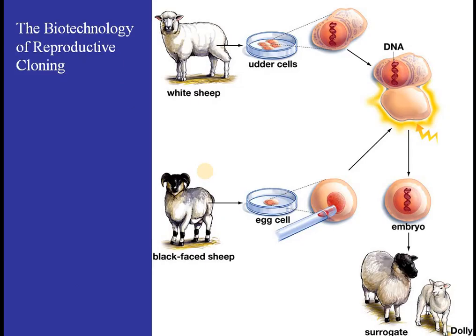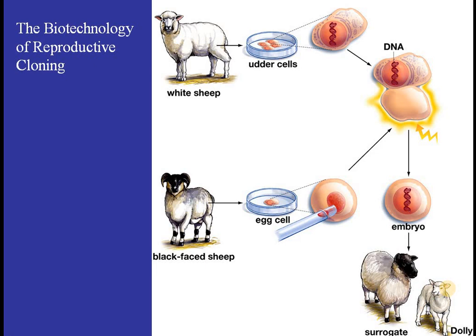So how is Dolly made? First of all, Dolly is a combination of two sheep. The first one is a white sheep and the second one is a black-faced sheep. They isolated udder cells, which means the cells of the mammary gland. The udder cells are isolated from the white sheep. Then DNA is isolated from that cell. That DNA is injected into the egg cells isolated from the black-faced sheep. The combination of these two DNAs will result in Dolly. That is known as Dolly.